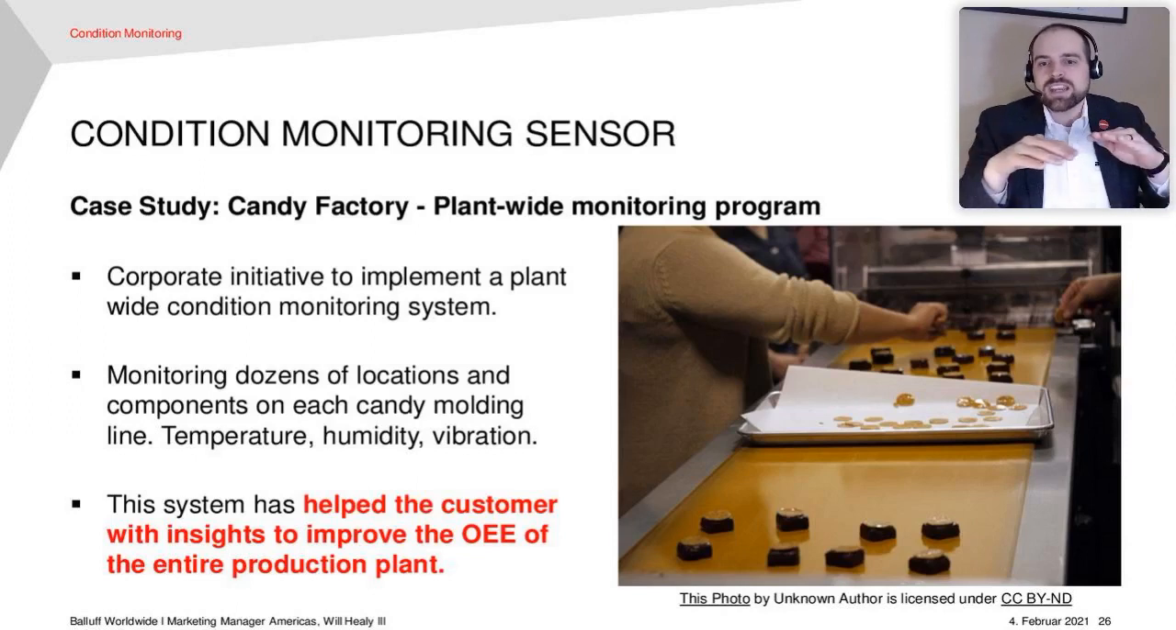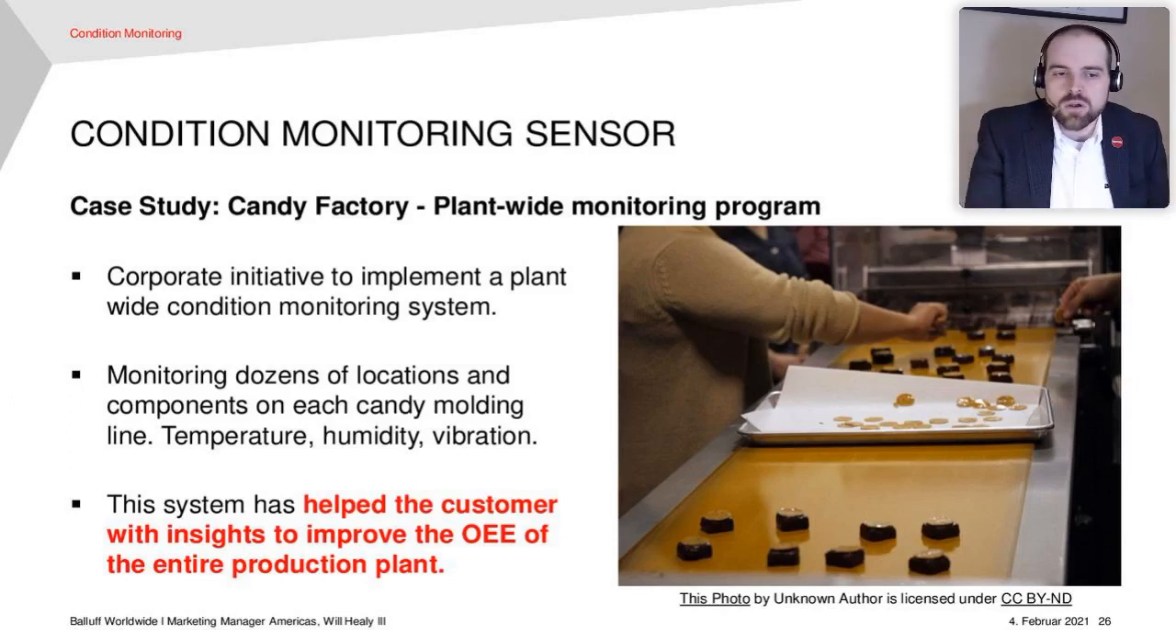In their monitoring room, they could see the heat map, the temperature and humidity of the whole area of the plant, and then vibration of individual components. This system helped the customer with some insights, and they were able to improve the OEE of the entire production plant by implementing this program. So that is really powerful. They implemented dozens of sensors across the facility so that they could get that plant-wide view of their production process. And as you can imagine, in candy manufacturing, humidity and temperature have major impact on the production. So they want to know if something's going on in a certain area.